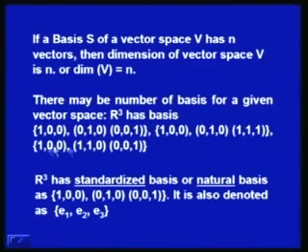So, R3 may have a number of bases, each consisting of 3 vectors, but this special basis has a special name, we call it standardized basis or natural basis. So, we will have a natural basis and there may be other bases for a given vector space R3.